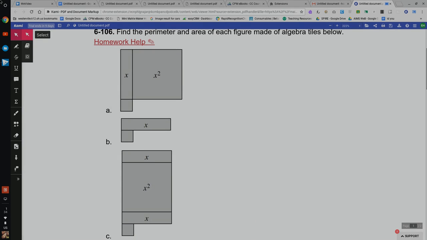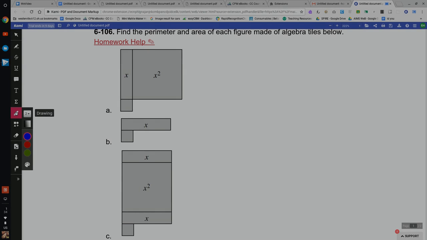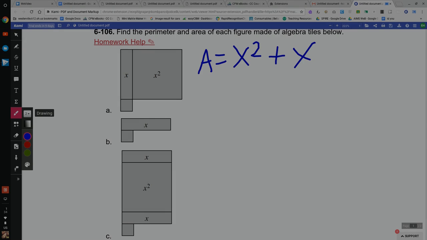So for A, we have area. Again, area is just the tiles that we see. I think the entire 6th grade should be able to do this by now. So area is what we see. I see an x squared and an x and a 1.